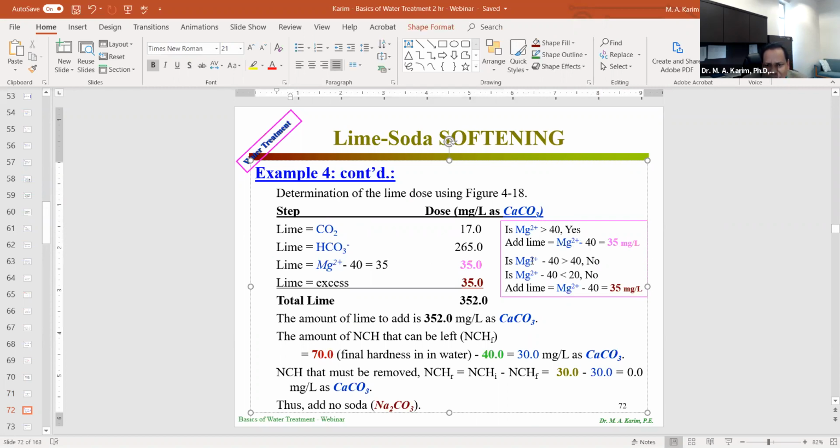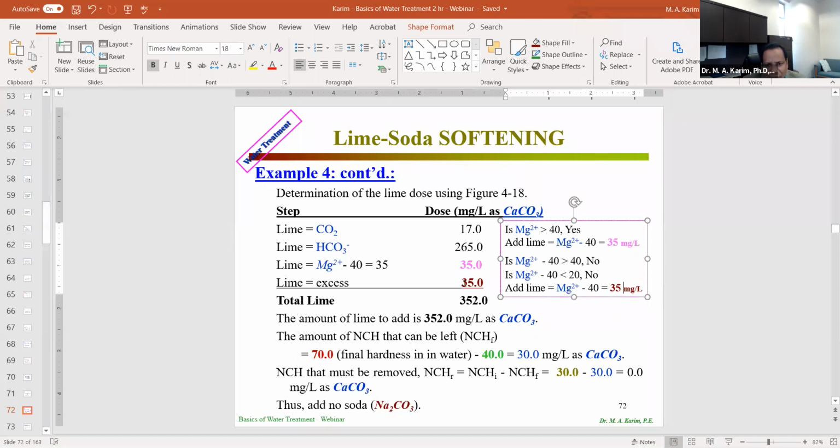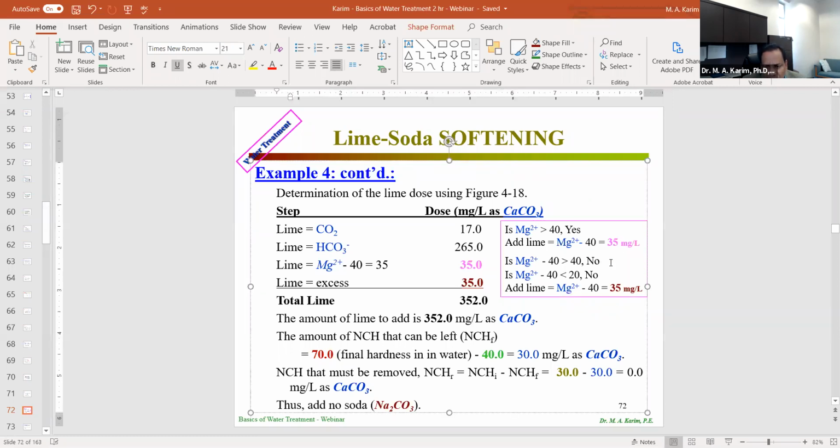Then we ask, is magnesium minus 40 greater than 40? It says no, right? When we follow the arrow for no, it asks again, is magnesium minus 40 greater than 20? Then no. If we follow the no sign, it goes here: add lime as magnesium minus 40 again. So this 35 is another 35. They are not the same, but two different steps. If I add them up together, it becomes 352.0 milligram per liter. So how much lime do I need? For per liter of water to treat, I need 352 milligram. Again, this is converted as calcium carbonate.